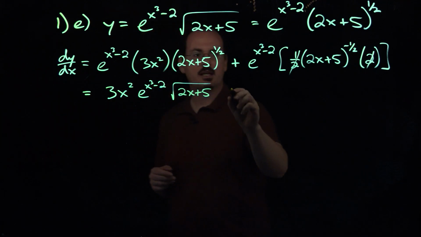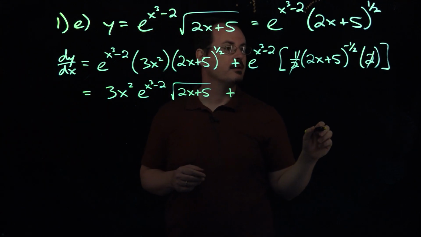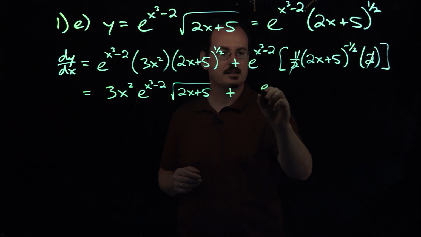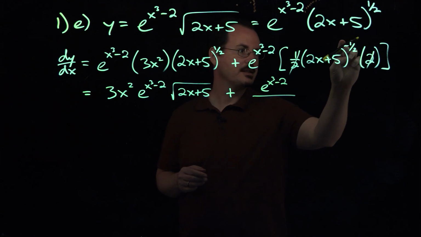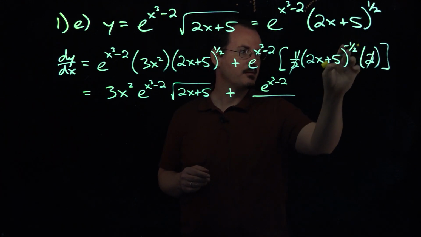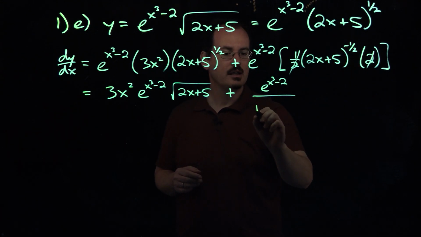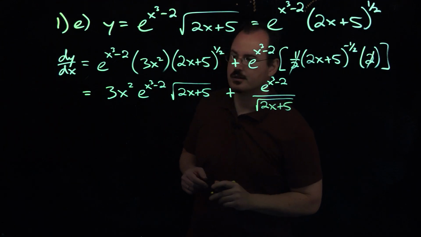Okay, that's the first part. Then we'll do the second part. So that has e to the x to the third minus 2 in the numerator. In the denominator, that's a negative exponent, so that'll move that to the denominator. Since it's a 1/2 power, it's a square root. So we get this for our final simplified answer.